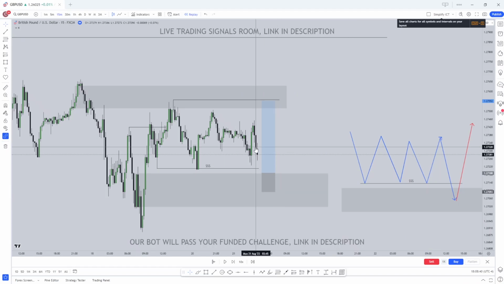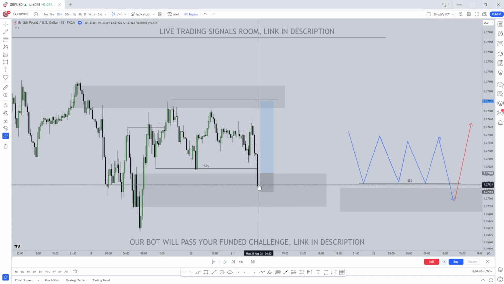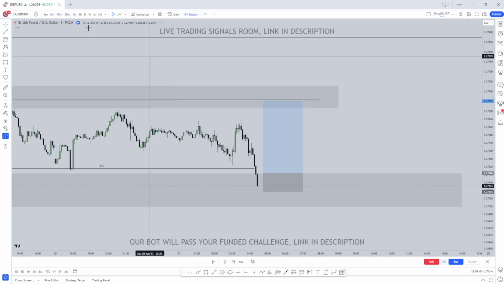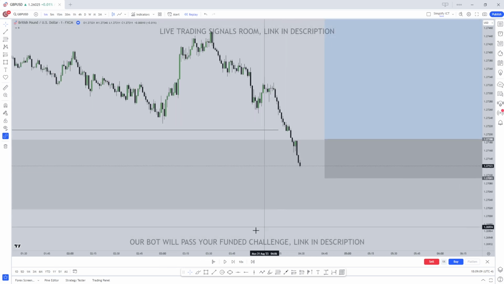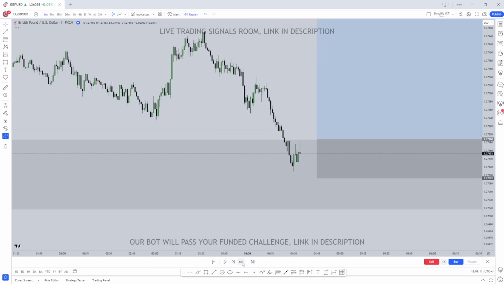Okay, so now let's get into the exact confirmations that allowed me to take this trade. As you can see, price tapped into the discount array, but this was not enough to take the trade. So let's see the exact confirmations that we were waiting for. As you can see, I scaled down to the 1 minute time frame, and all I was waiting for was a market structure shift, a valid change in trend.